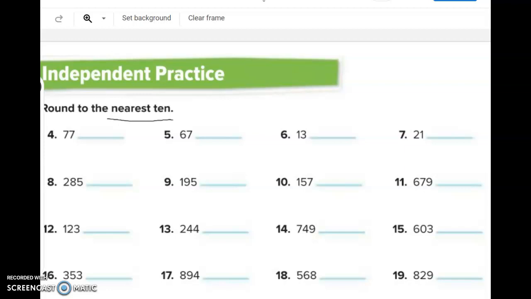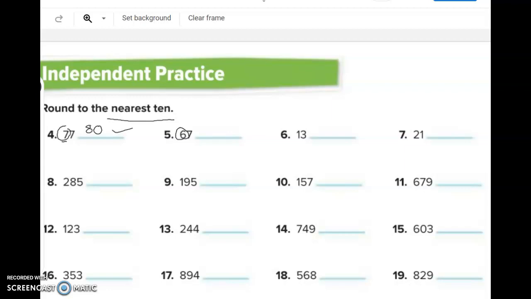Right, we have to round off to the nearest 10, so we look at the digit in the tens column, circle that one and look to the right, and we see it is 7. Because 7 is 5 and above, we will raise the 7 to 8, and the digit at the end will be a 0, so that is 80. If we look at number 5, it's 67. Again, we look at the digit in the tens column, which is the 6. Circle that. Look to the digit on the right, which is the 7.